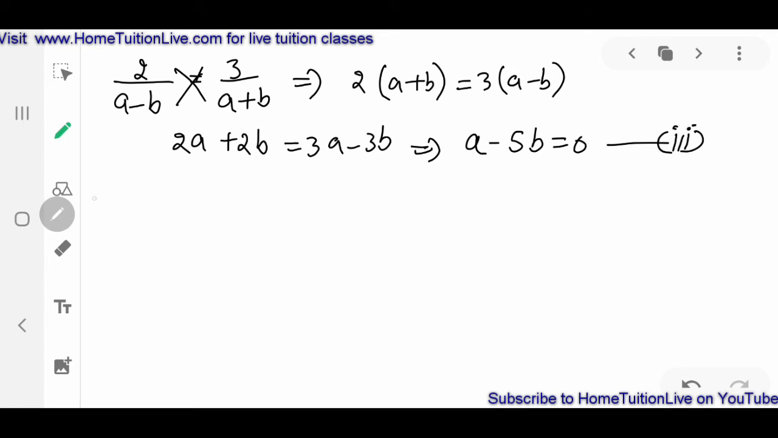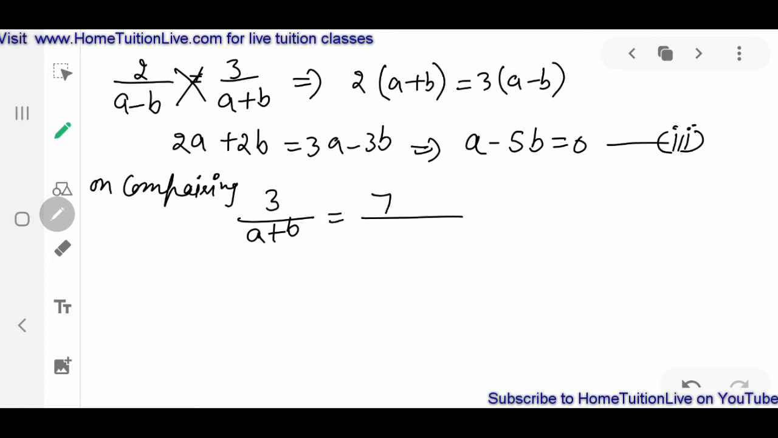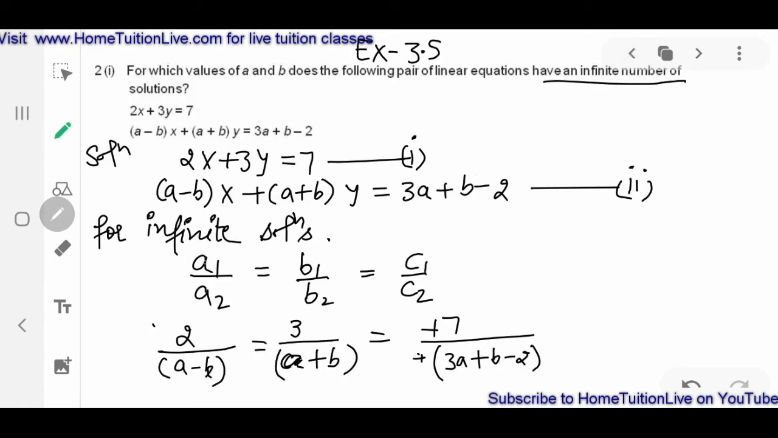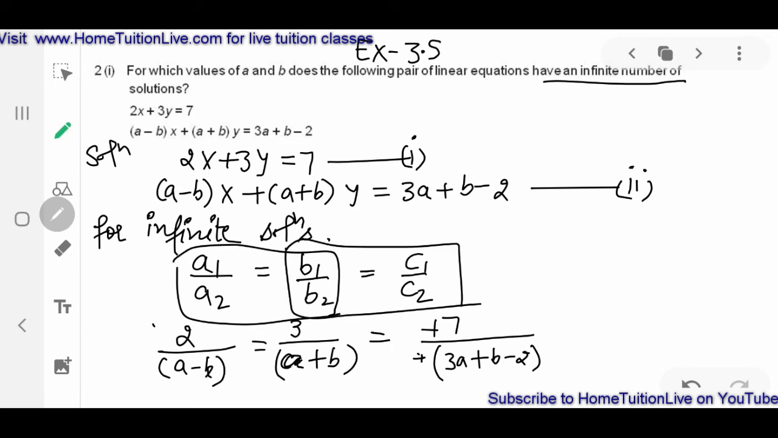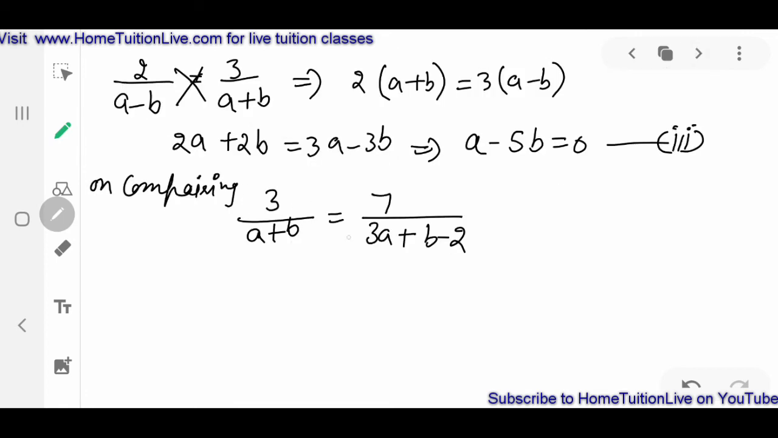Now on comparing, 3 upon a plus b equals 7 upon 3a plus b minus 2. First we compared these two terms and now we compare these last two terms. So cross multiply: 3 into (3a plus b minus 2) equals 7 into (a plus b).